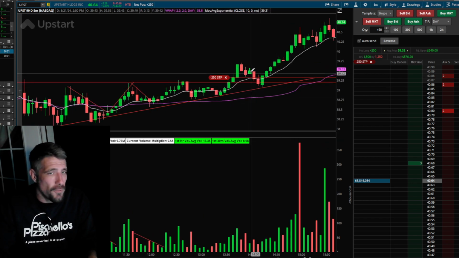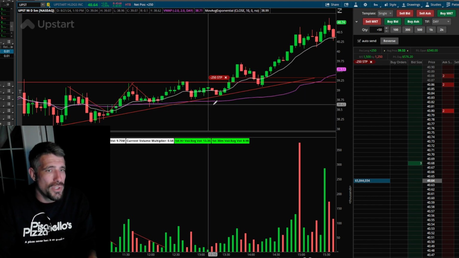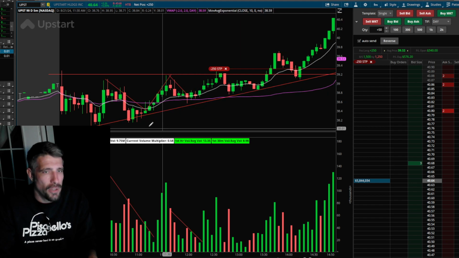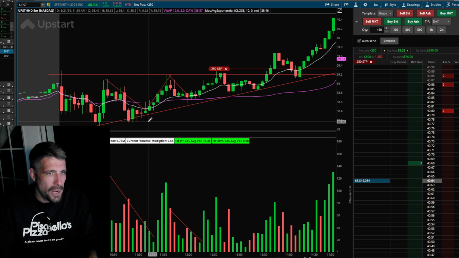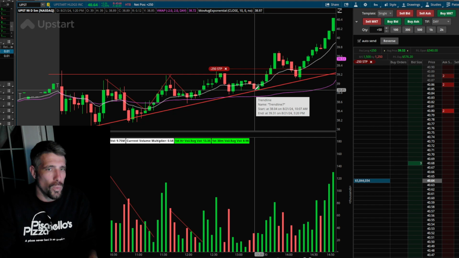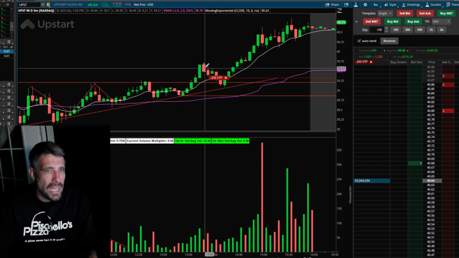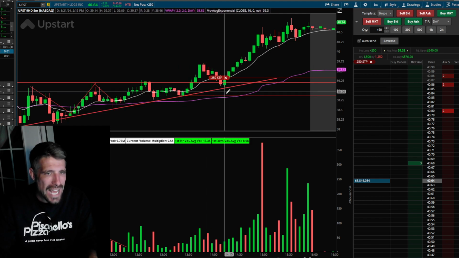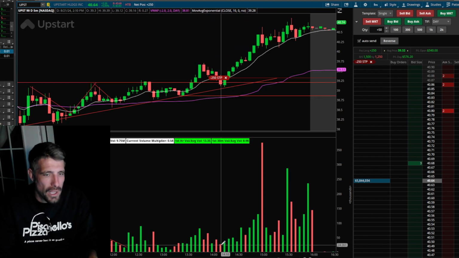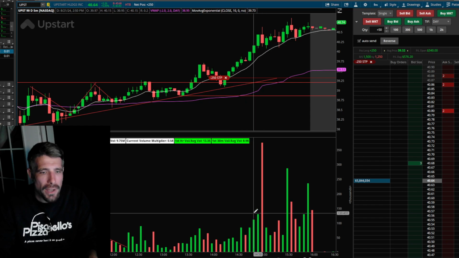I gave myself enough room initially. I used the previous higher low. Yes, the previous higher low. So here's a higher low, higher low, higher low, higher low, higher low. I used this previous higher low originally as my stop loss. And that way it gives it enough room to retest the breakout area. And look what it did. It retested it on lower volume and it breaks out on higher volume.